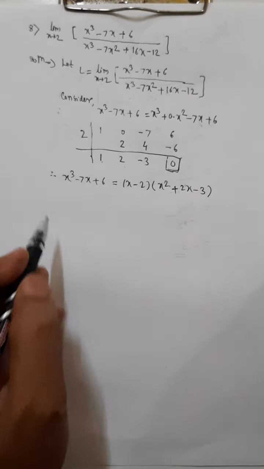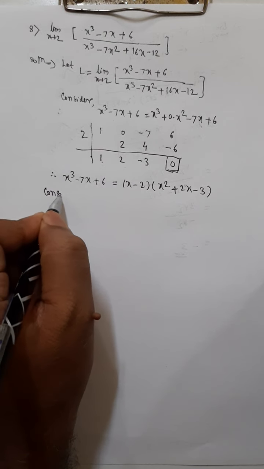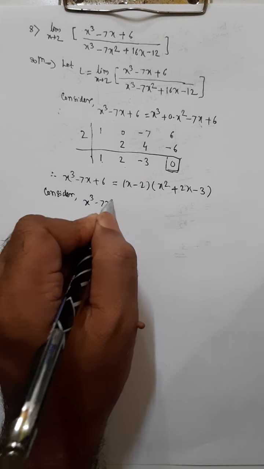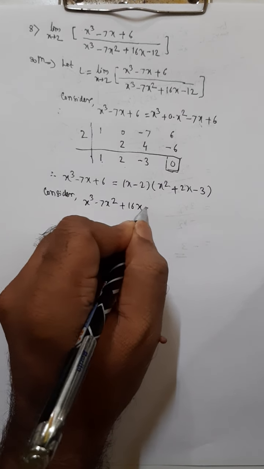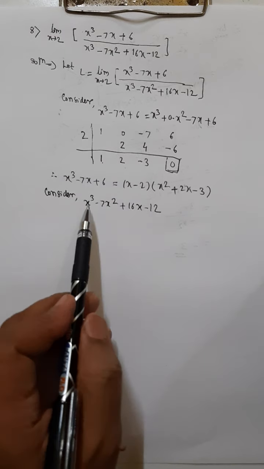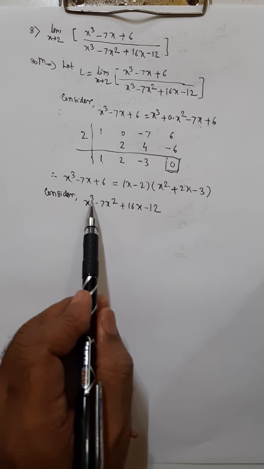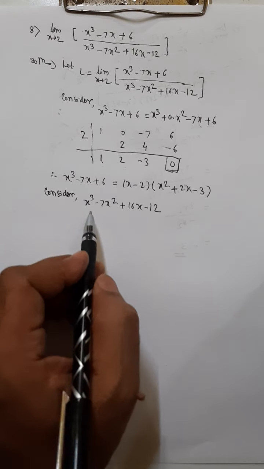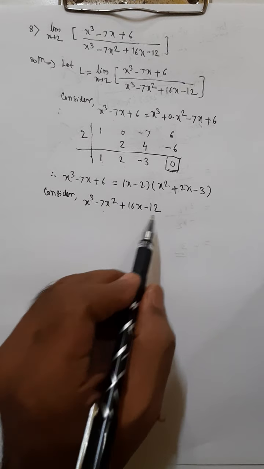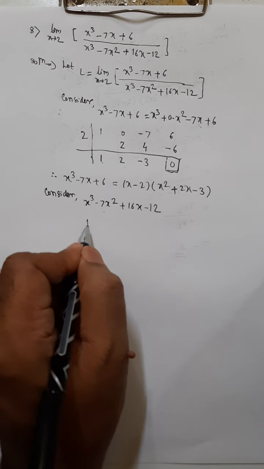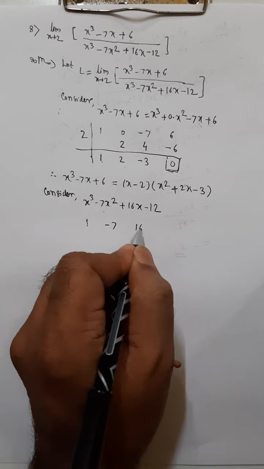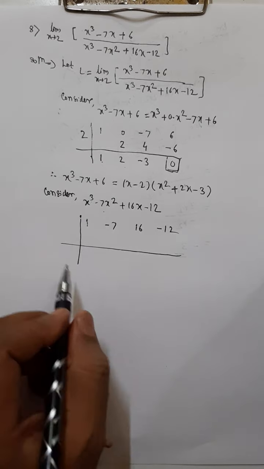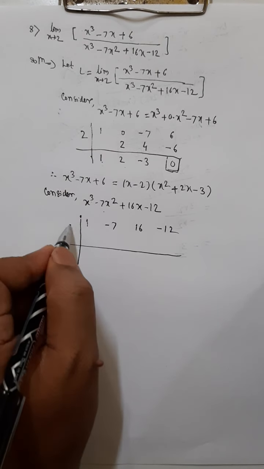Similarly, now consider the denominator. The denominator is x cube minus 7x square plus 16x minus 12. Here note that the power of x is already in decreasing order: 3, 2, 1, 0. So we take only the coefficients directly. Here the coefficients are 1, minus 7, 16, minus 12. So write the coefficients 1, minus 7, 16, minus 12. And one of the factors is x minus 2. Our x tends to 2 is given, so write 2 here.